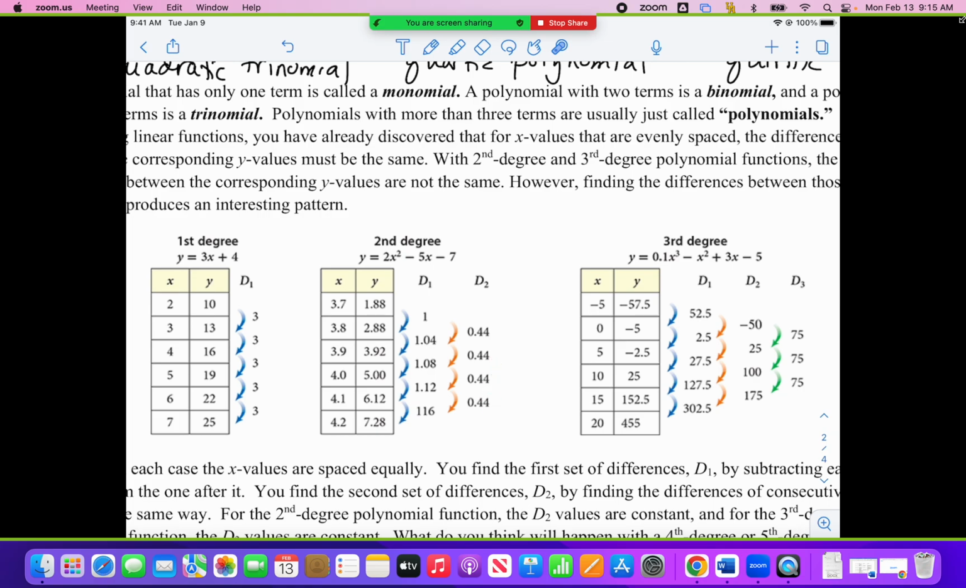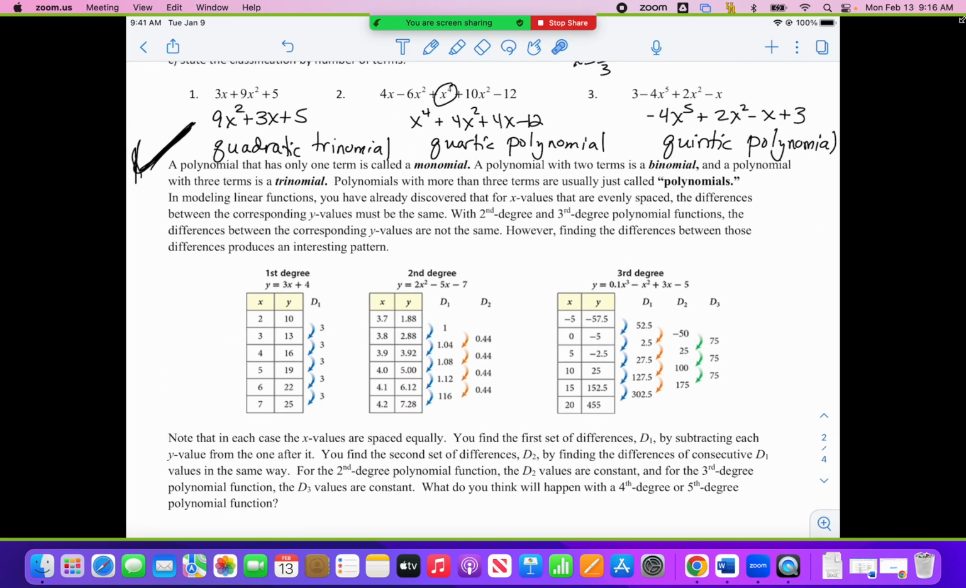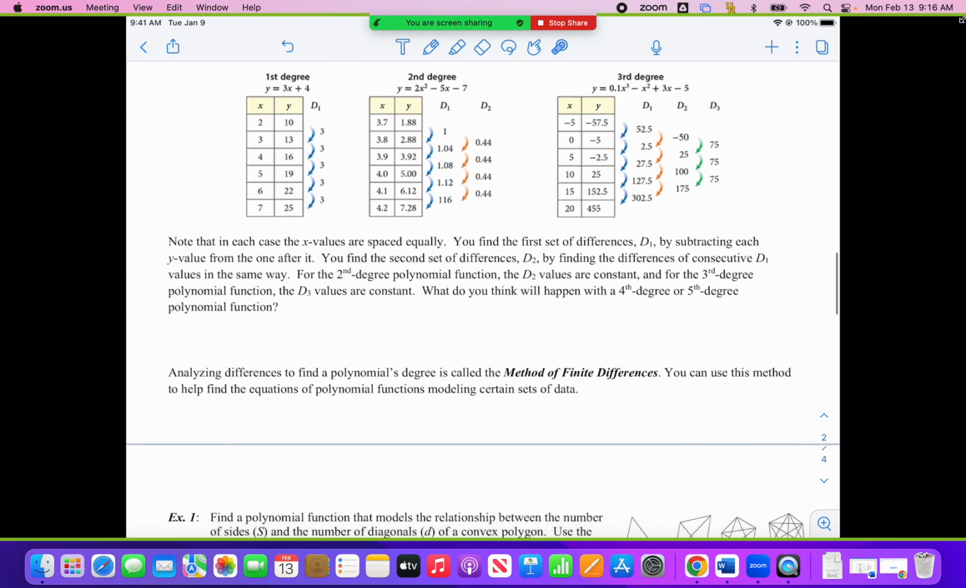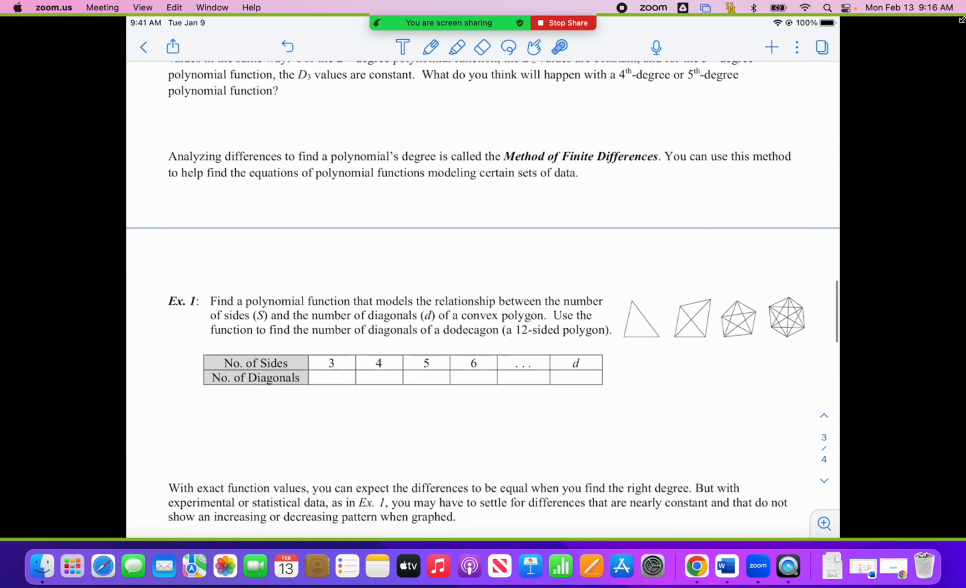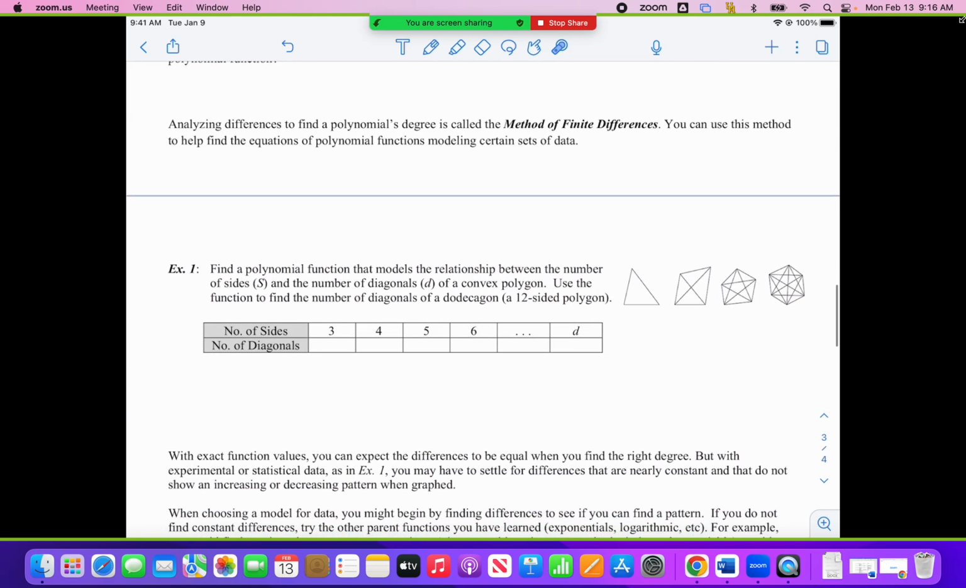It'll be the same. In a third degree, guess what happens? I do the first difference, the second difference, and then it's the third difference. So this is a process called finite differences. So when you do finite differences, it will actually tell you the degree of your polynomial, if it is a polynomial. So let's look at this example 1.